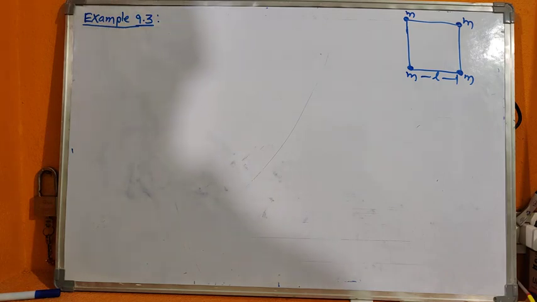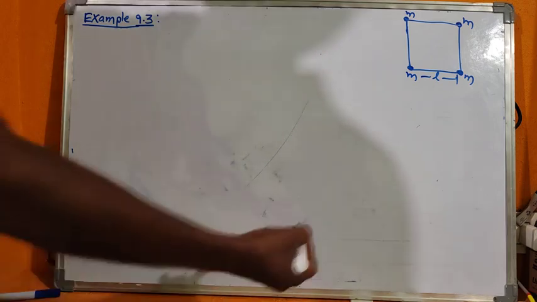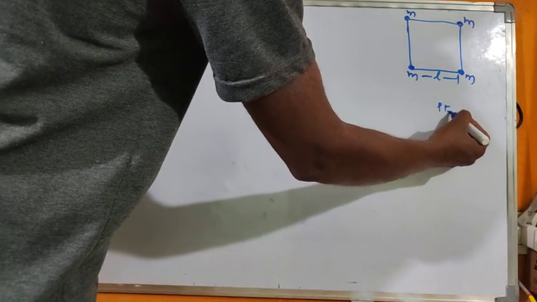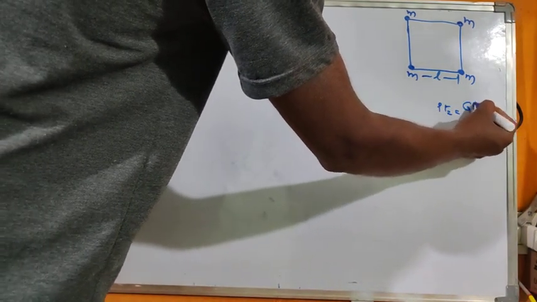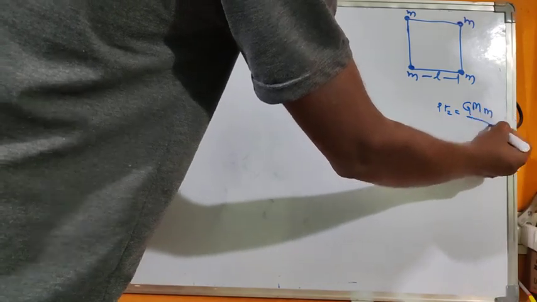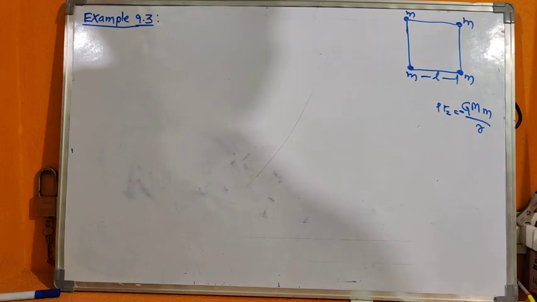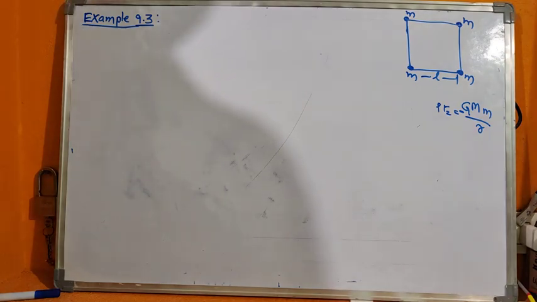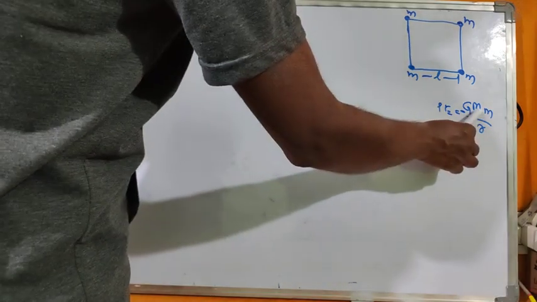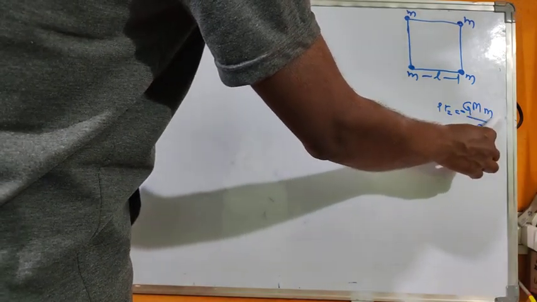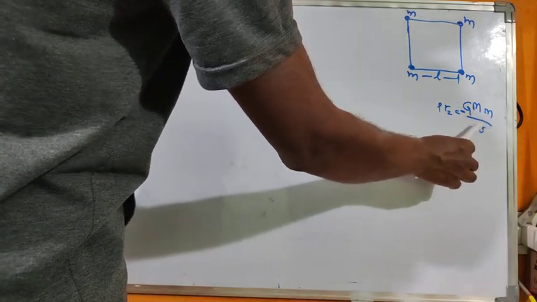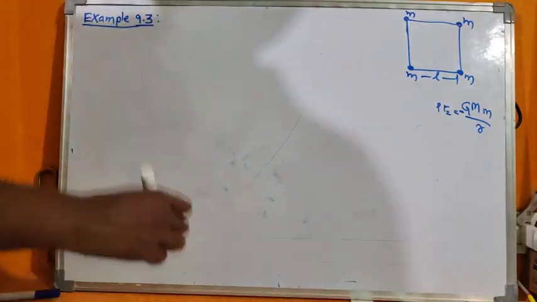total system potential energy. The potential energy formula we already know: PE is equal to minus G M m by r. Sorry, here it is minus. Capital G is the gravitational constant, capital M is the mass of the earth, and this is the particle or body of mass m, and the distance between them is small r.